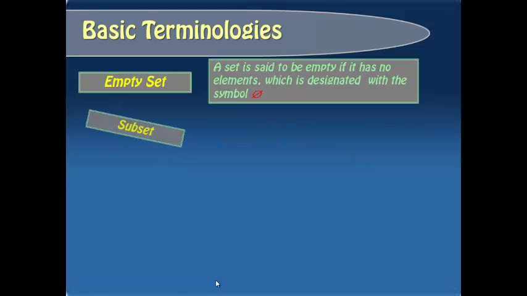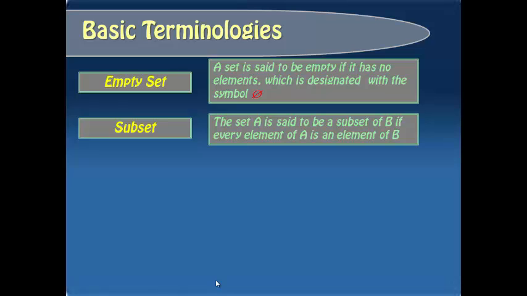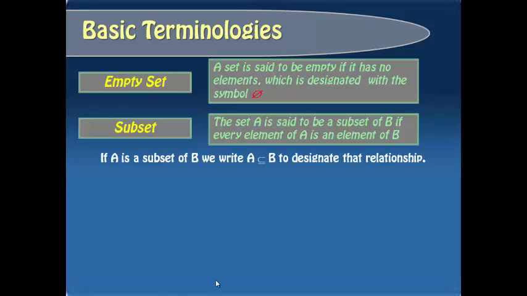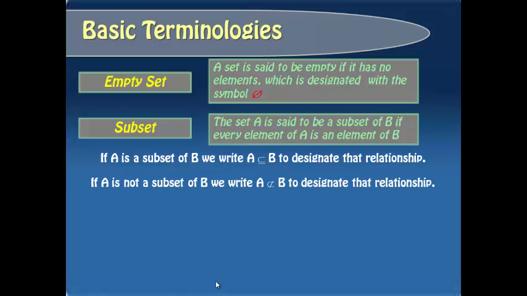We also have to discuss subset. A set A is said to be a subset of set B if every element of A is an element of B. If A is a subset of B, we can write A, with the subset symbol, B. That is to designate the relationship. If A is not a subset of B, we can write A, with the not-a-subset symbol, B. That is to designate again the relationship.